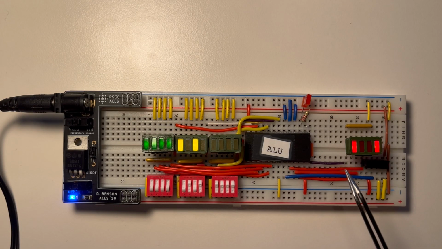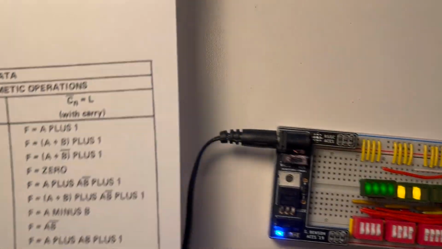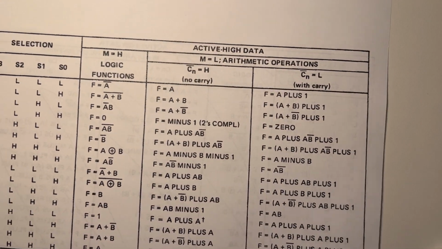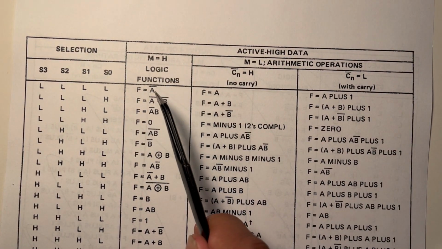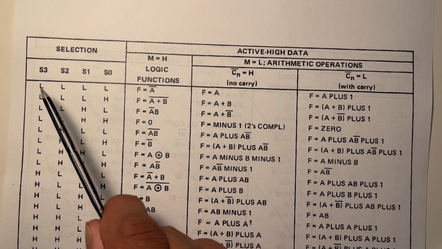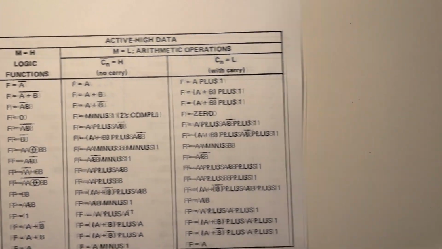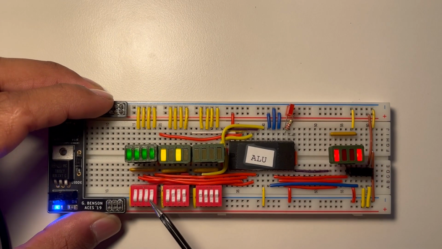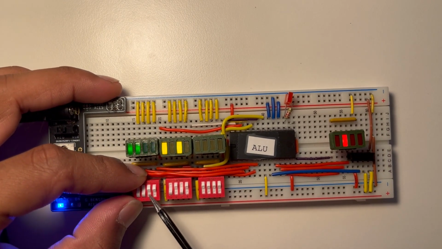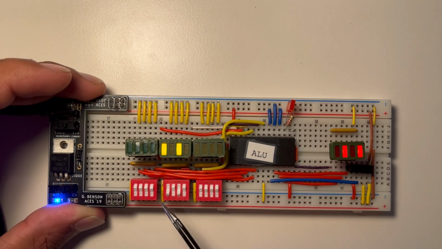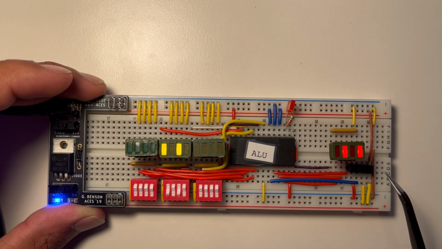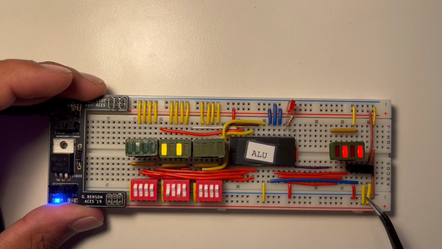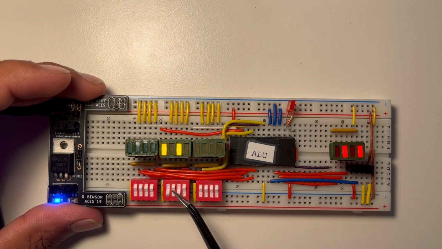So the first function that I'm going to demonstrate is the logical function f equals not a. As we can see here, the logical function f equals not a is when all the select pins are low. So going back to our Explorer, setting all of them low. We also have to make sure that the M pin, which selects between arithmetic and logic, is high. And then essentially it'll just invert whatever's on the A input.